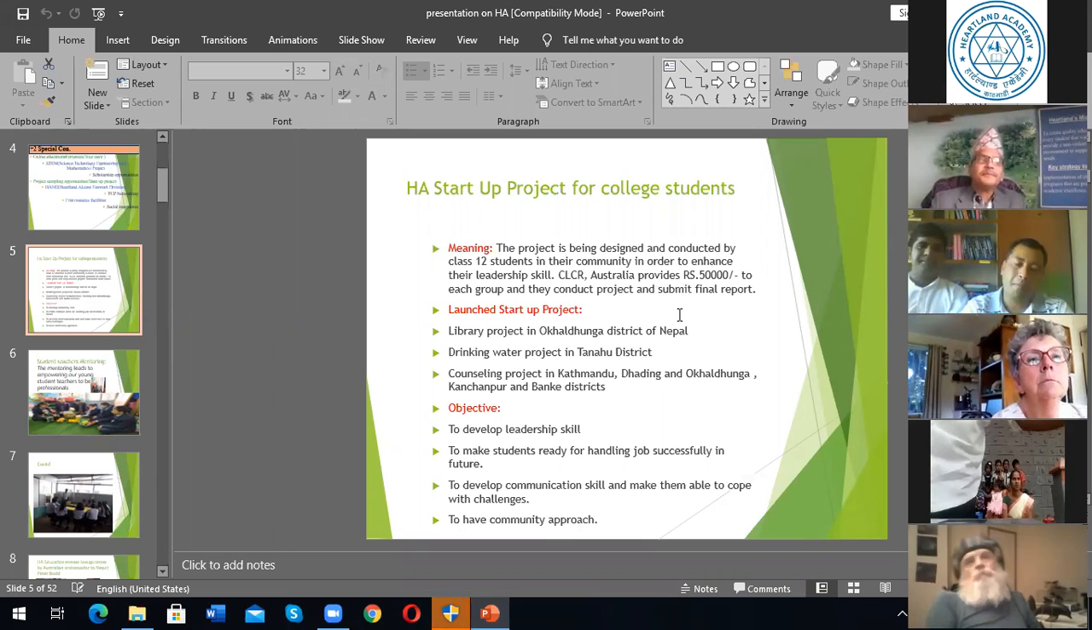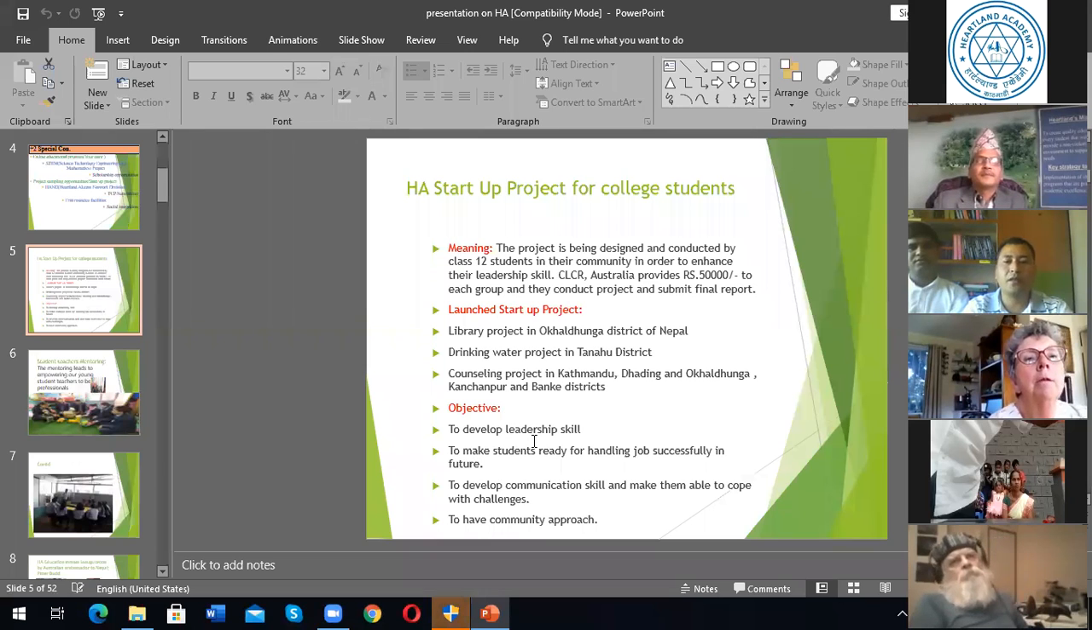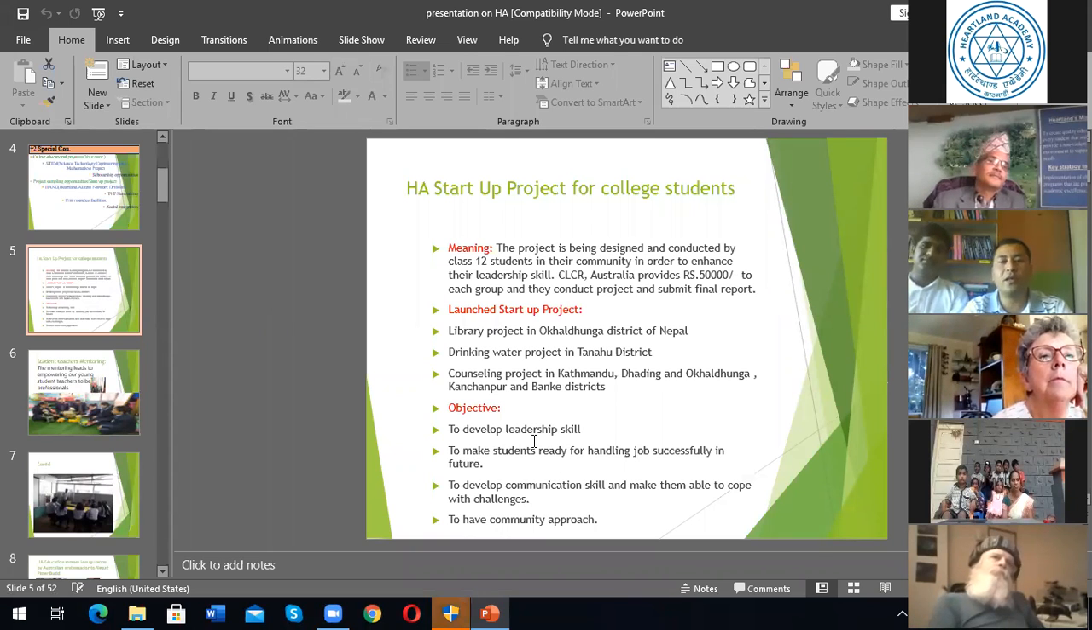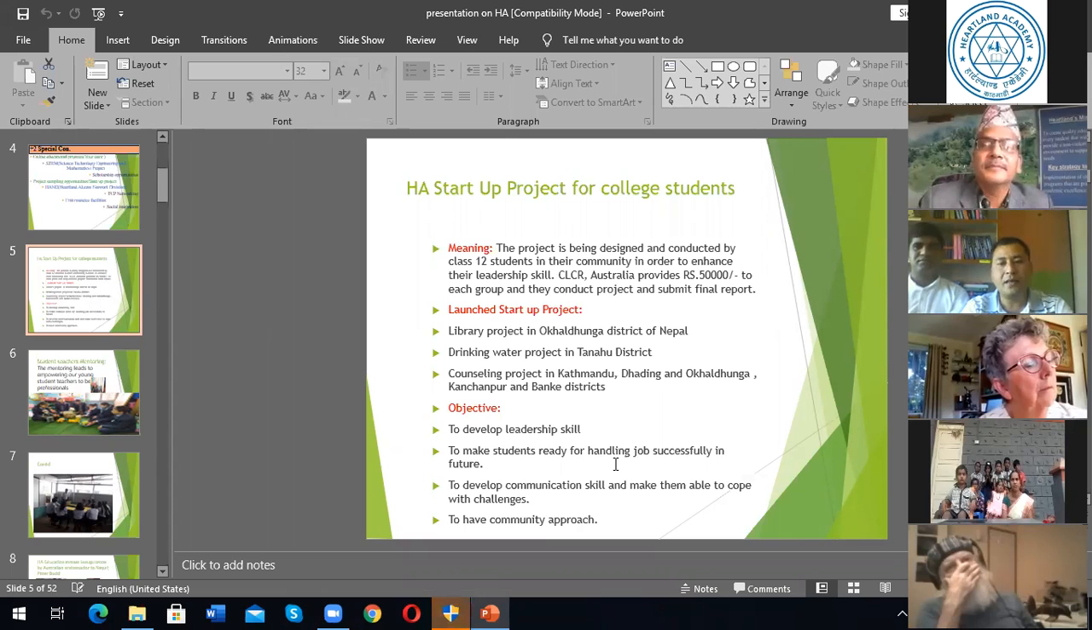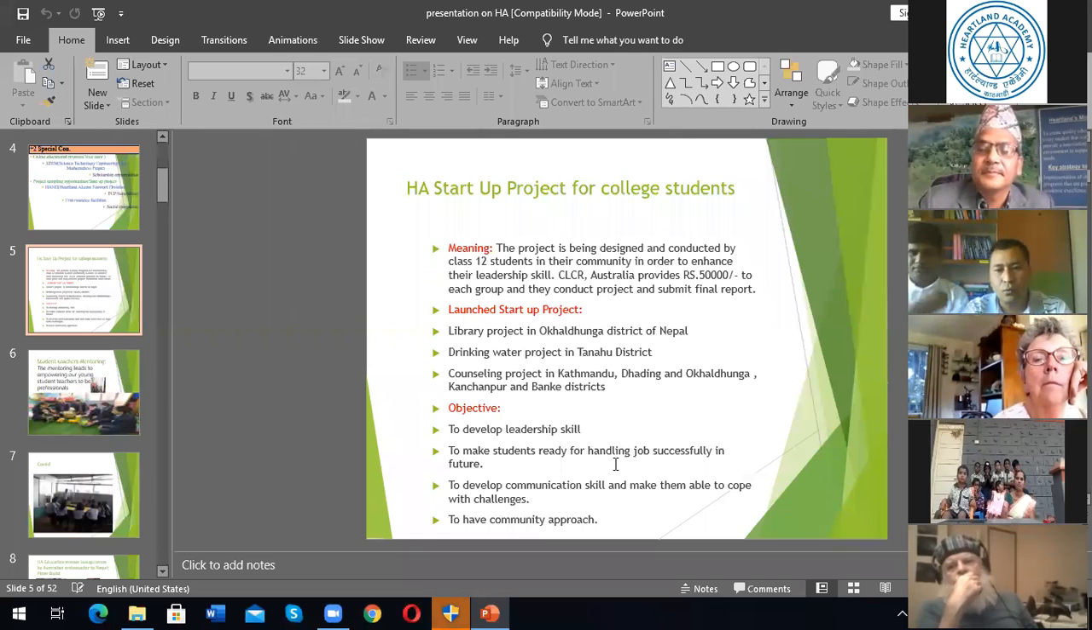Up to now, our students have conducted a library project in Okhaldhunga district, a drinking water project in Tanahun district, and counseling projects in Kathmandu, Dhading, and Okhaldhunga districts, as well as Kanchanpur and Banke. The objective of this project is to develop leadership skill. If the students go into the community and work with community members and many more people, their leadership ability is automatically enhanced. At the same time, they may face many problems, and at least they know how to tackle the challenges and solve these problems in the field. So this is one best opportunity.